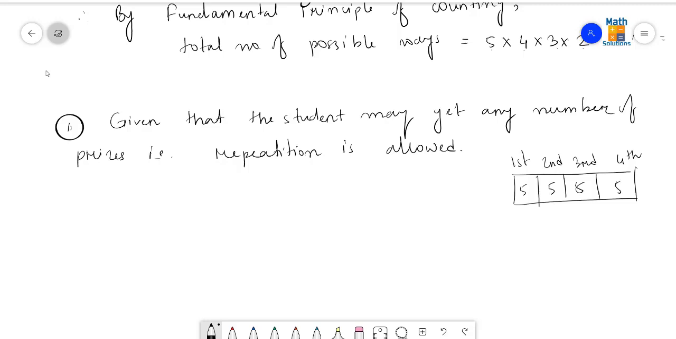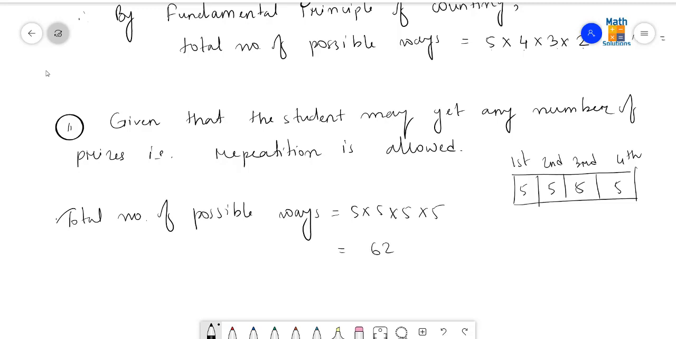So by the fundamental principle of multiplication, the total number of possible ways will be equal to 5 into 5 into 5 into 5. So in total, 625 ways.